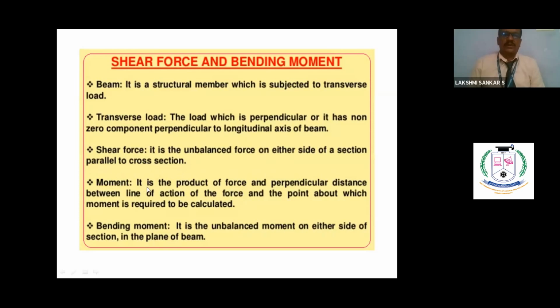Moment is what? It is a force into the perpendicular distance from the line of action. Bending moment at a section is what? It is a moment on either side of the section in the plane of the beam. So shear force at a section is defined as the algebraic summation of shear force acting either to the left or right of the section. Similarly, bending moment is the algebraic summation of bending moment acting to the left or the right of the section. That is what we have noted.